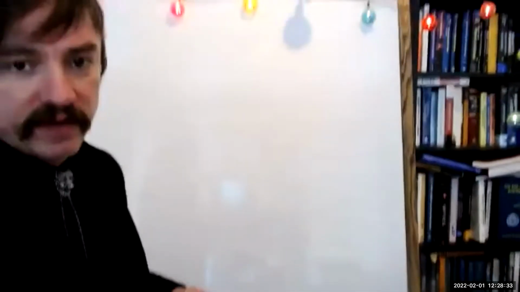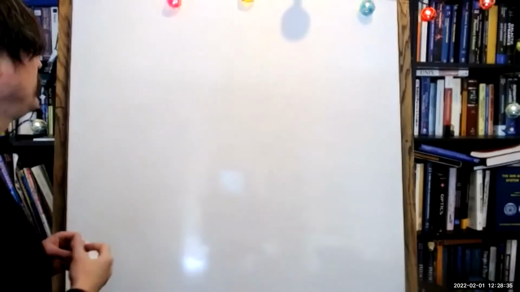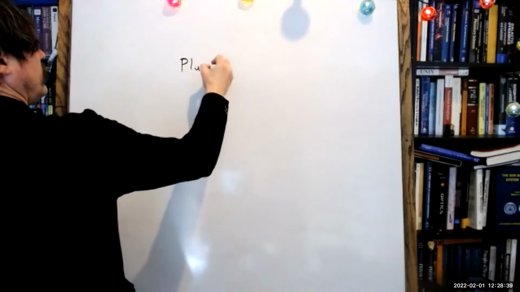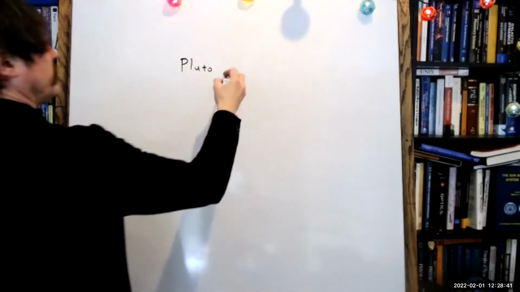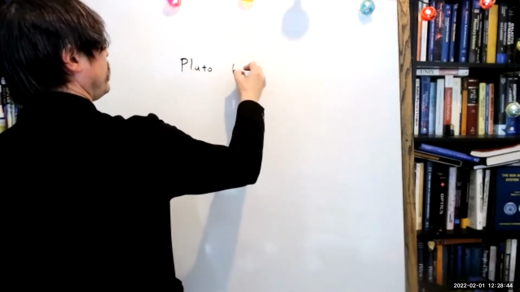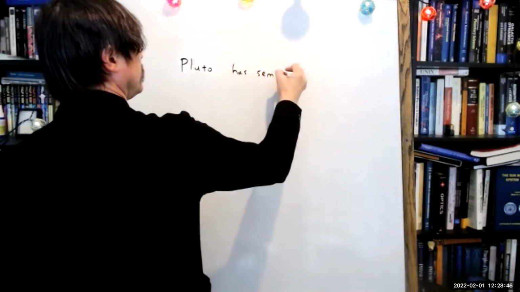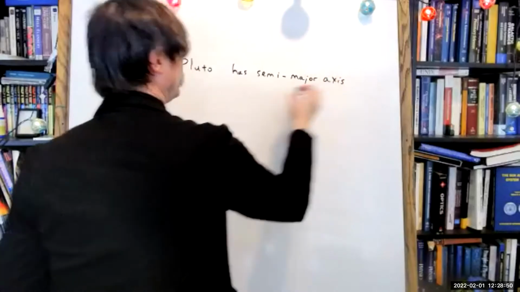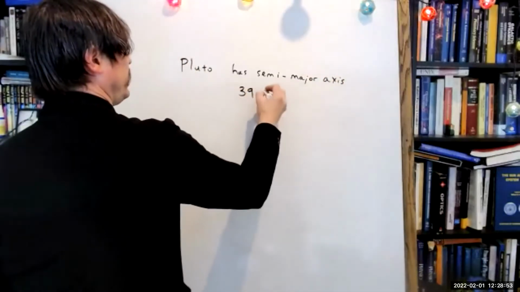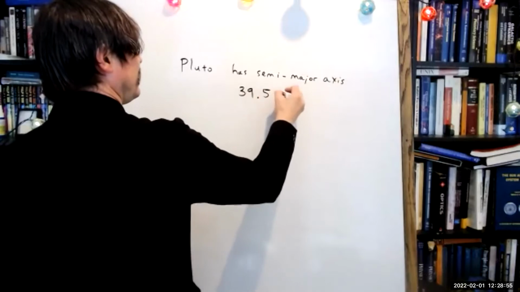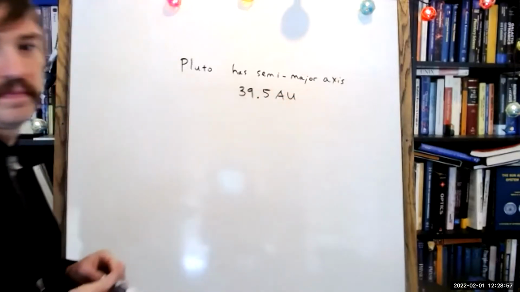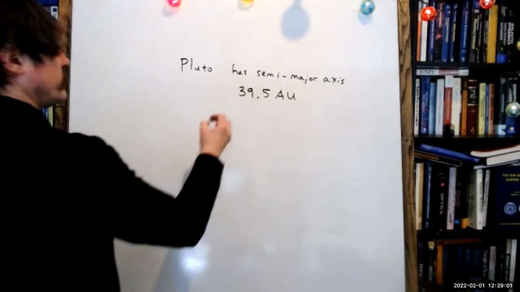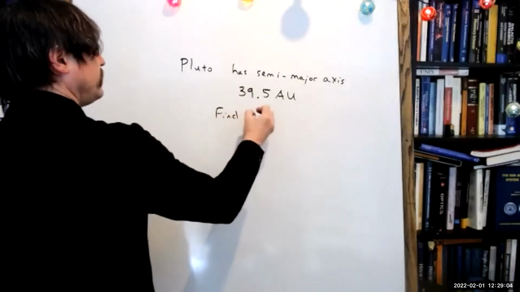Just a couple of quick examples, just to make sure that we have this. Pluto has a semi-major axis of, I think it's 39.5 AU. So find the period.